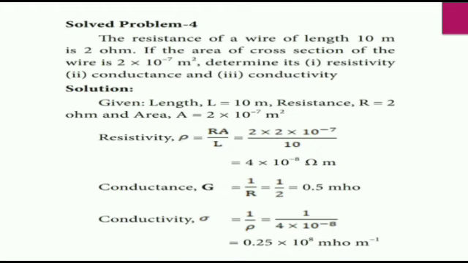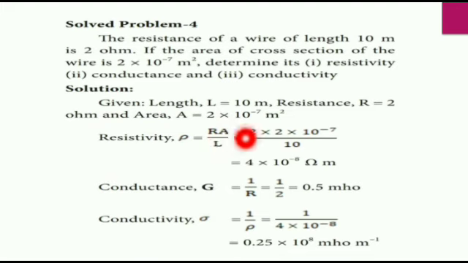Okay. Determine resistivity, conductance and conductivity. So first you have to find the resistivity. See the data: R is 2 ohm, area is 2 into 10 power minus 7 meter square. So first, resistivity. What is the resistivity formula? Rho is equal to RA by L. R means resistance, A means area of cross section, L is the length.